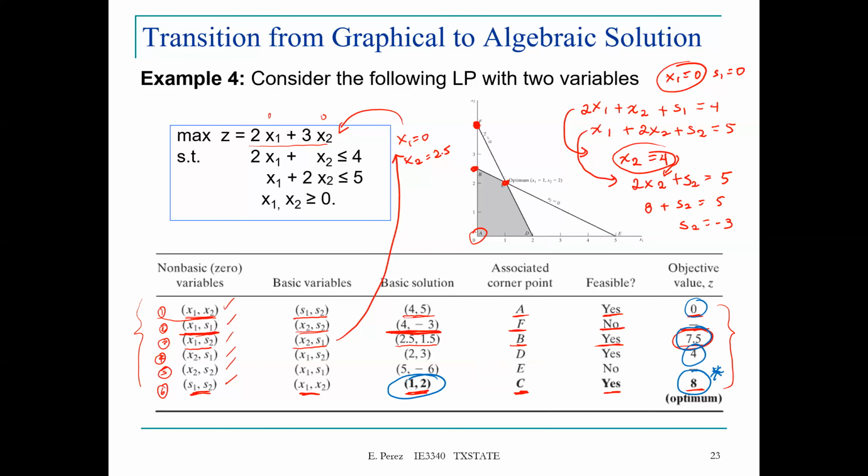So we can follow this algebraic method to identify the corner points using non-basic and basic variables, and then we can find the corresponding objective function value for each one of the combinations. And once we find all of them, we can find the one that is maximizing or minimizing. In this case, we were maximizing our objective function, so we are looking for the largest value to identify the optimal solution.